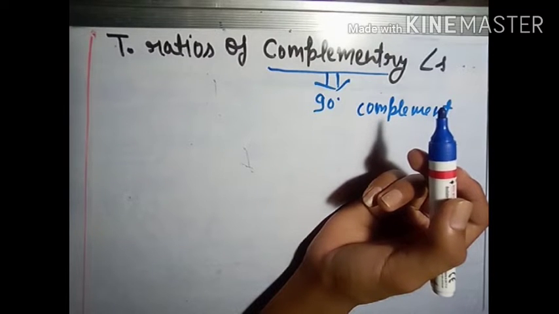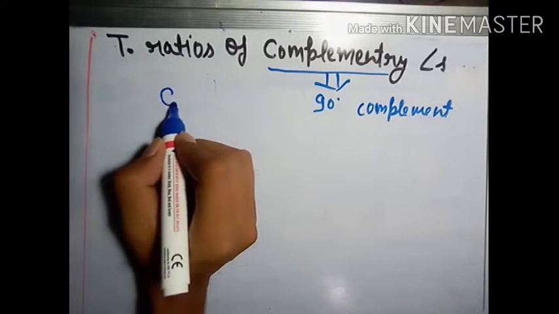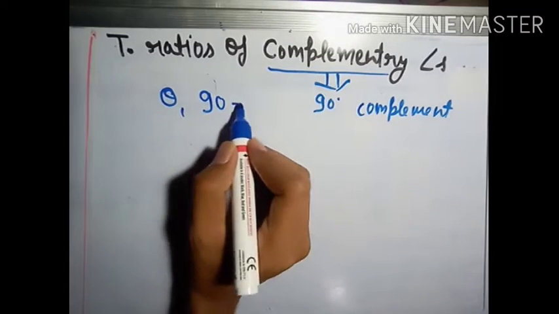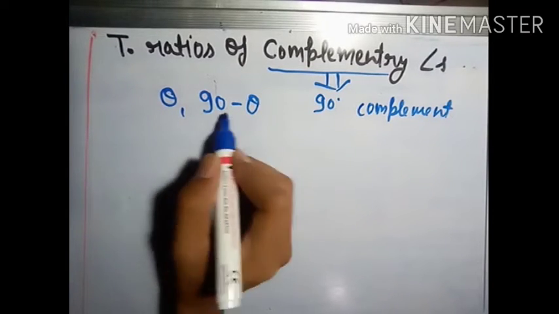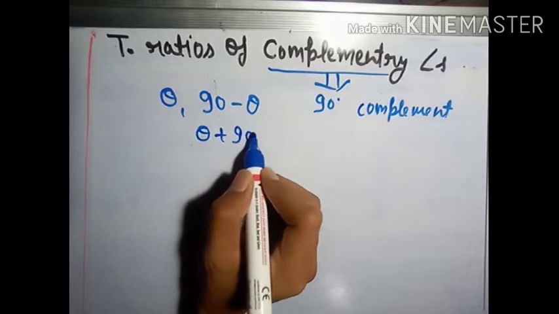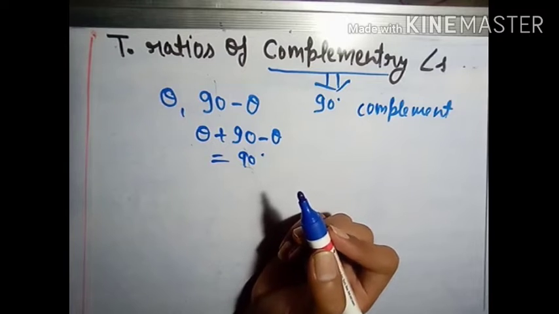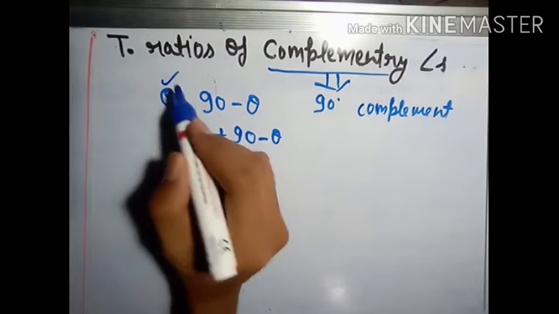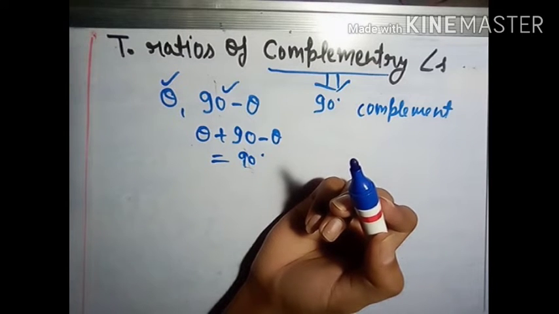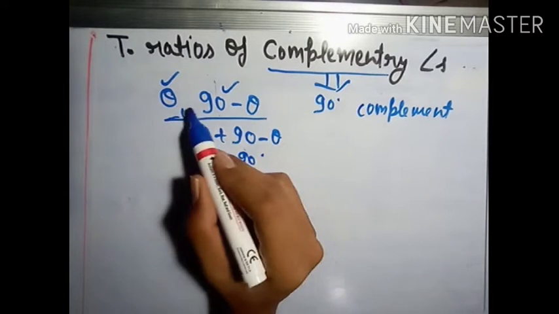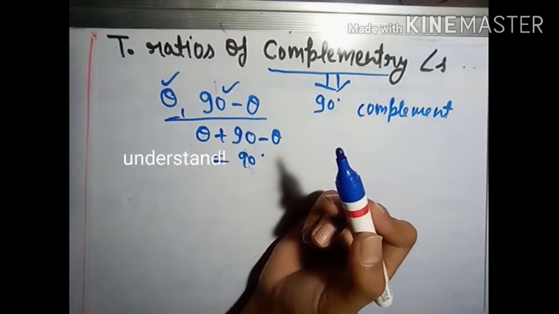Do you understand this? Let us take two angles. The first one is theta and the second one is 90 minus theta. These are my choice. Let us add them. On adding, what will you get? Yes, 90 degrees. So from here we conclude that theta and 90 minus theta are the complement of each other. I am trying to make you understand this.